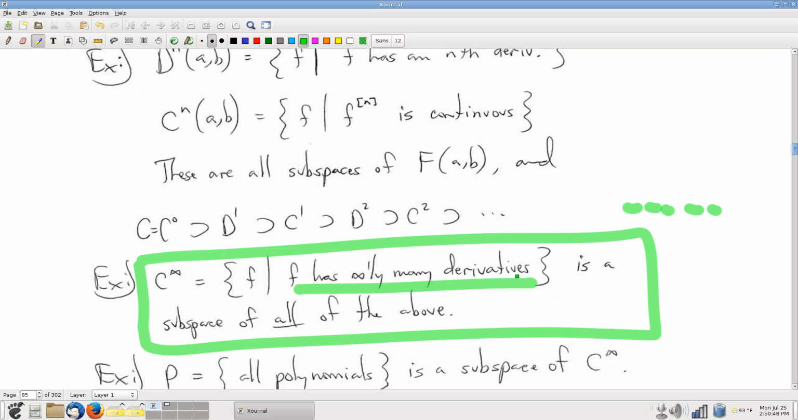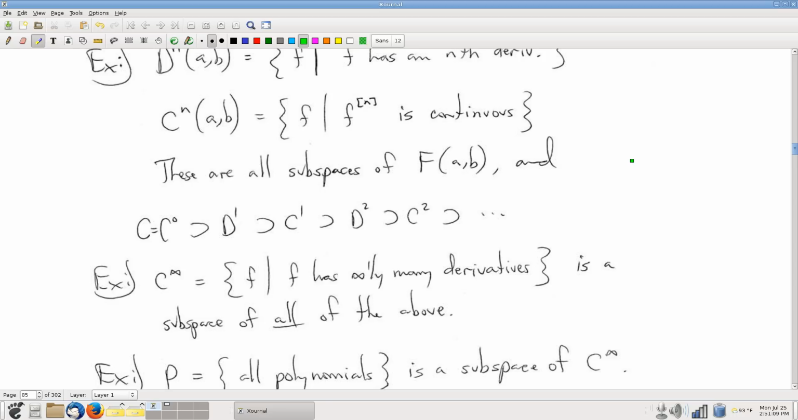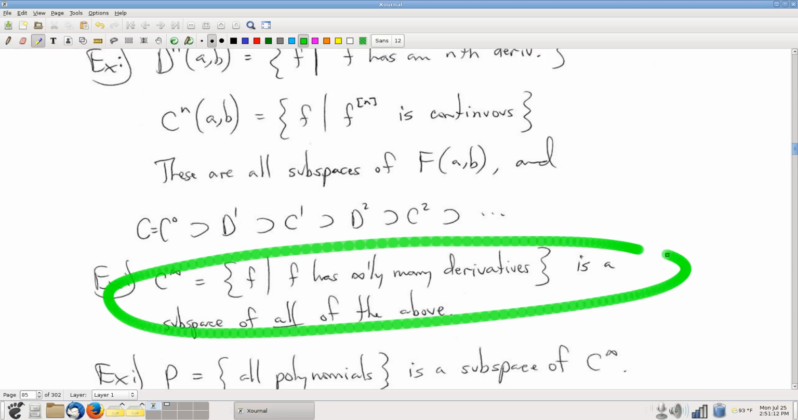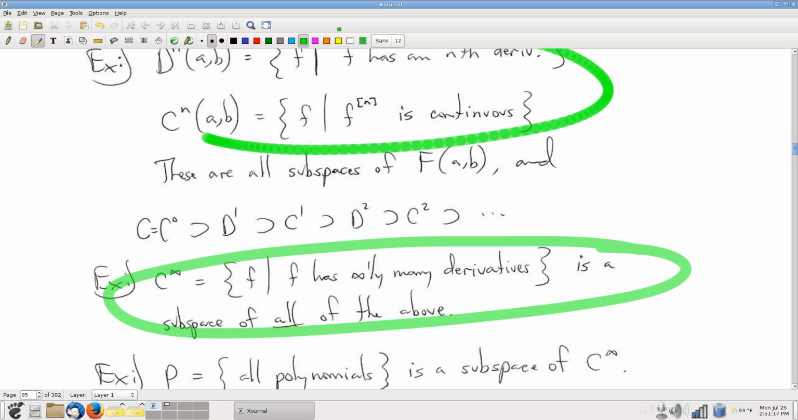Take sine x, for example. You can take all the derivatives you want. The derivatives are all continuous and furthermore differentiable, and you can take as many derivatives as you want. It has infinitely many derivatives, as do, well, most other functions that you deal with, exponentials, etc. Okay. And furthermore, notice that because the requirements of this subspace are stronger than the requirements of these subspaces, this C infinity is a subspace of all of the previous.